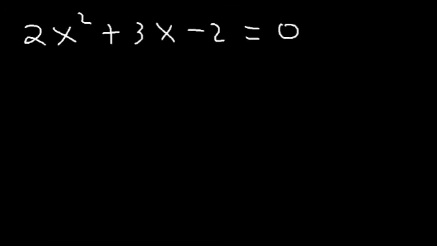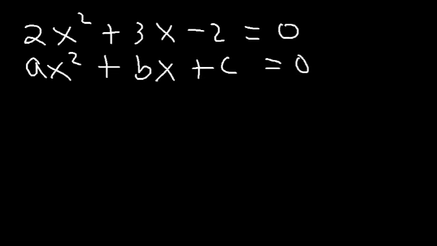Now sometimes, if you're having difficulty factoring an expression, you can always use the quadratic formula. So let's use the quadratic formula for the example that we just worked on. This equation is called a quadratic equation, and it's in standard form: ax squared plus bx plus c. So you can see that a is 2, b is 3, and c is negative 2.